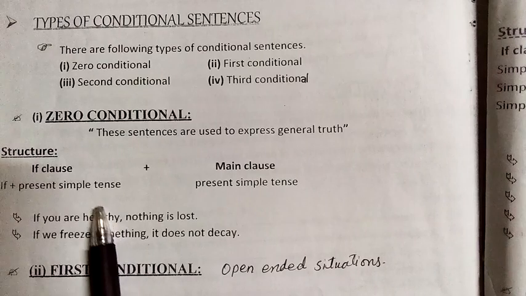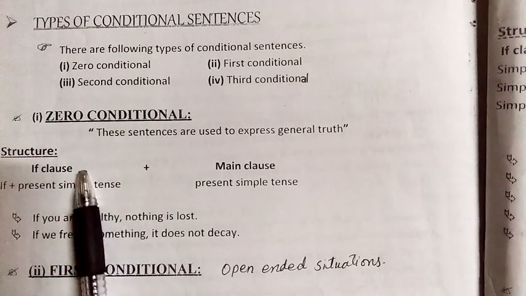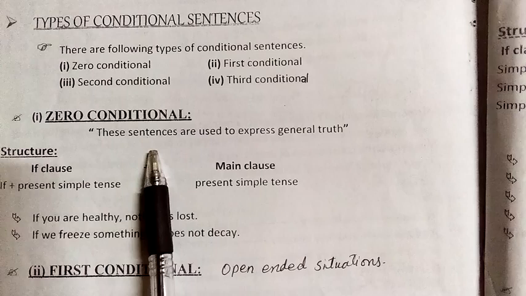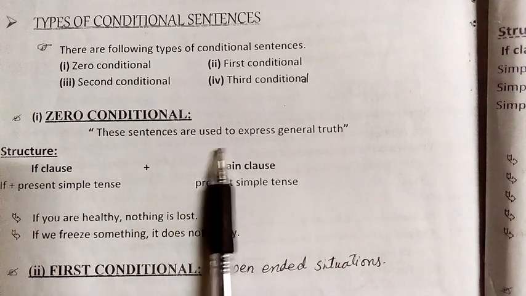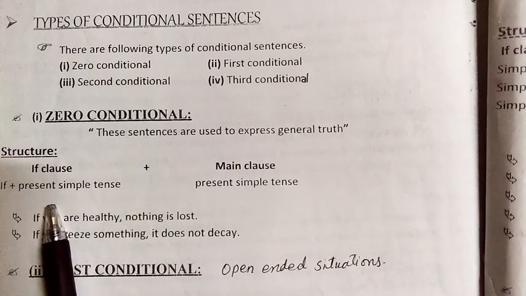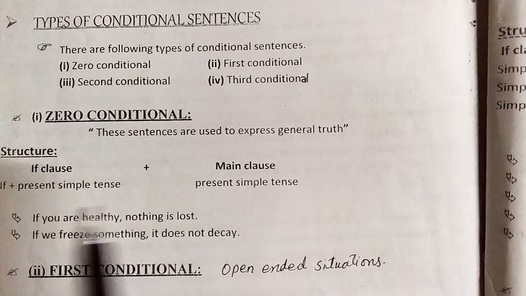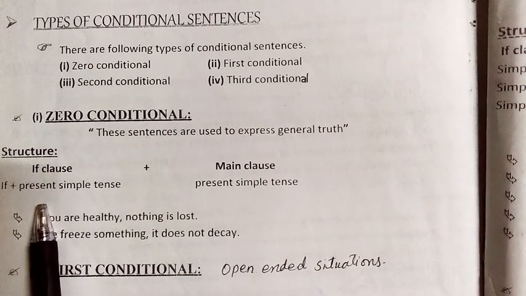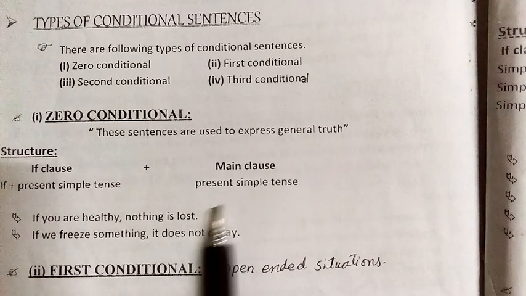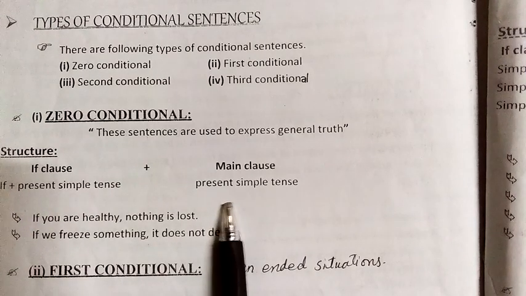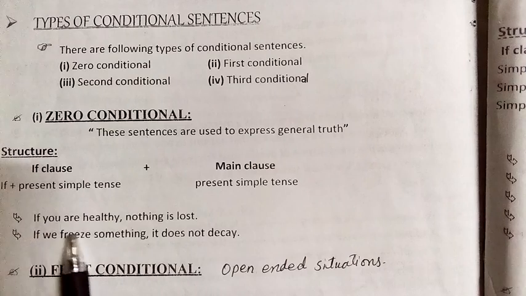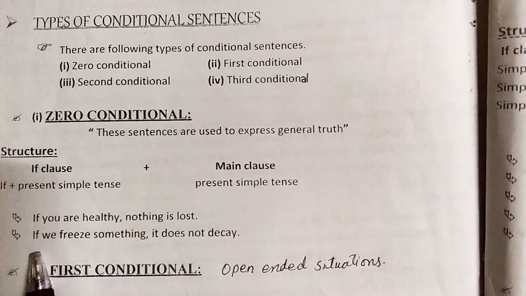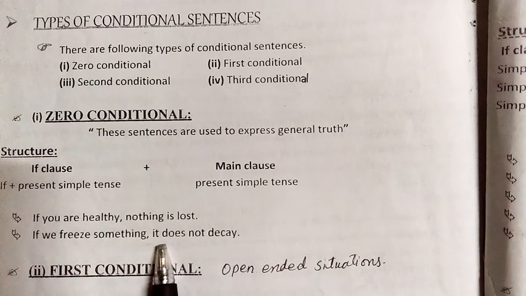For example, the first, zero conditional: these sentences are used to express general truths. Here we can see the structure. There are two clauses, if clause and main clause. In if clause we use present simple tense, and also in main clause we use present simple tense. For example, if you are healthy, nothing is lost. If we freeze something, it does not decay.